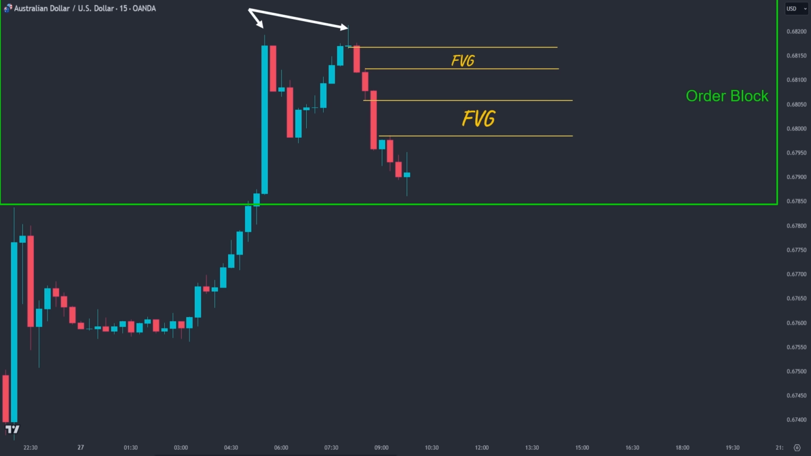Now this is the confirmation that we were looking for. It shows that the sellers have entered the market and pushed the price lower, so it signals a possible reversal. But if we enter the market right now, our stop will be too large. So we need to wait for some sort of a pullback to enter at a better price.